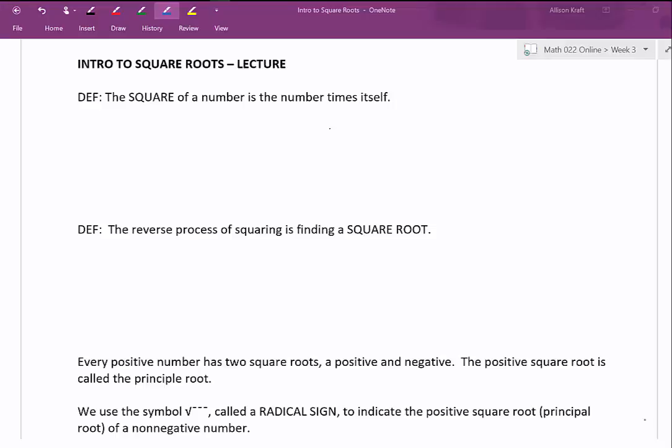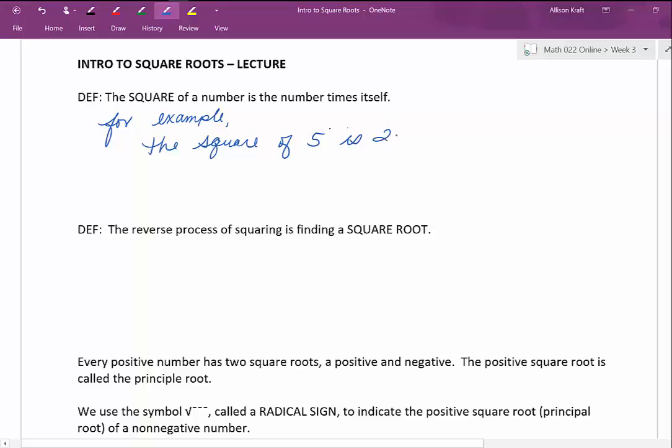This lecture is a short introduction to square roots. The square of a number is the number times itself. For example, the square of 5 is 25 because 5 times 5 gives us 25.